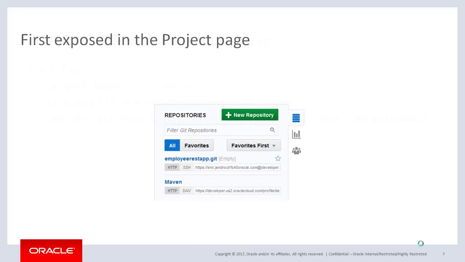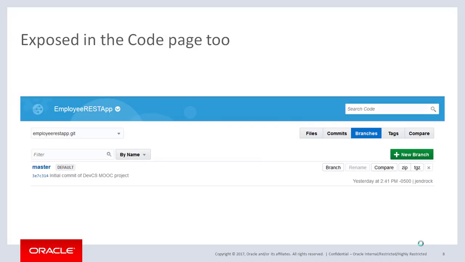Git is first exposed on the right side of the project page. Here you can find the Git repository associated with your project, or use a new repository button to add another one, or create an initial one if you created a project with no Git repository. Git is also exposed on the code page where you go to examine files in the repository, track commits, manage branches and tasks, add tags, and compare files or branches.